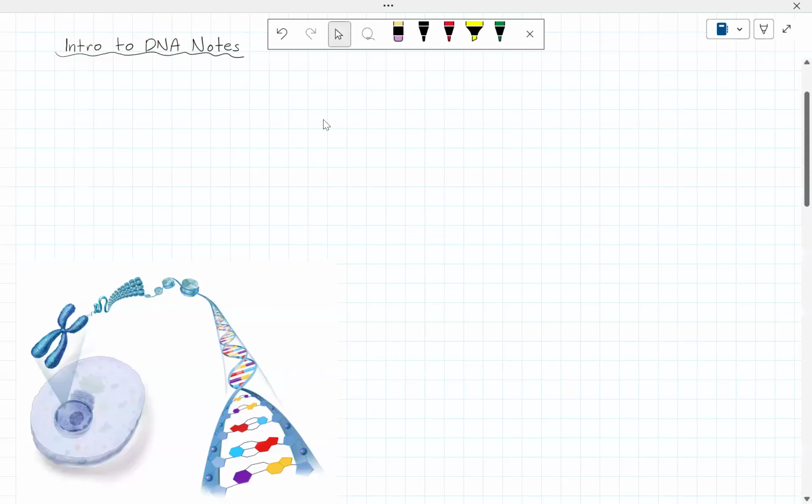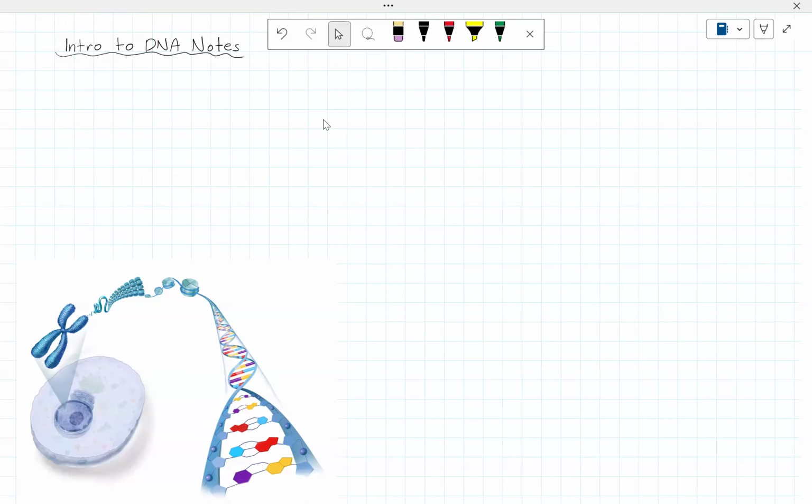Hello, McMills Biology. These are going to be your intro to DNA notes. These are the very first notes that we are starting with for your unit 1.5 on mitosis and meiosis. Before we can get into the unit fully, we need to have some introductory information on DNA. Now we're going to be covering DNA in more depth in unit 2, but for unit 1.5, we need a little bit of background knowledge.